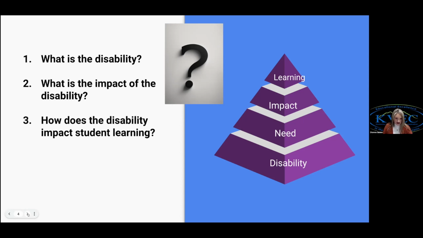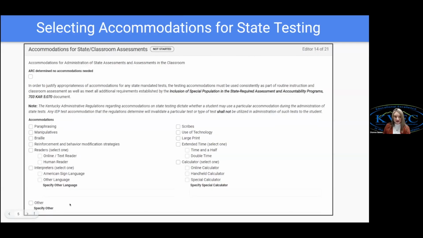So I wanted you all to think about that, and then we're going to look at this next slide. This one is a screenshot of what it looks like from an IEP, and you'll see that these are the accommodations that we select for state testing. When we think about what those accommodations are, those very first conversations start in those ARC meetings. We have ARC meetings where we're looking at eligibility, an annual review, or a reevaluation. But whenever we develop a new IEP, we're always looking at those accommodations.